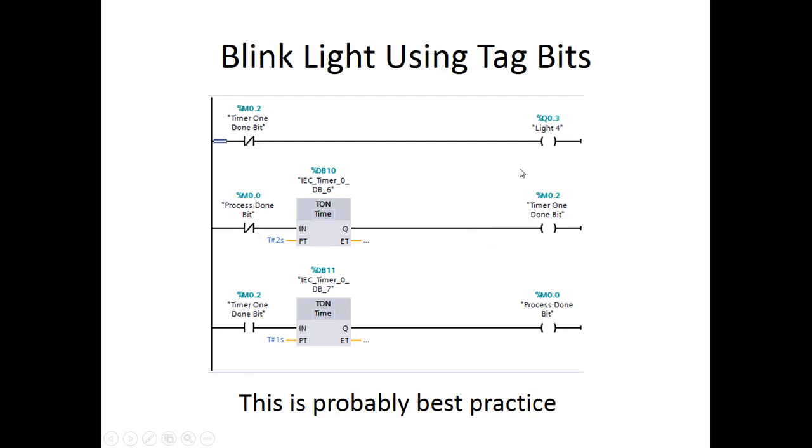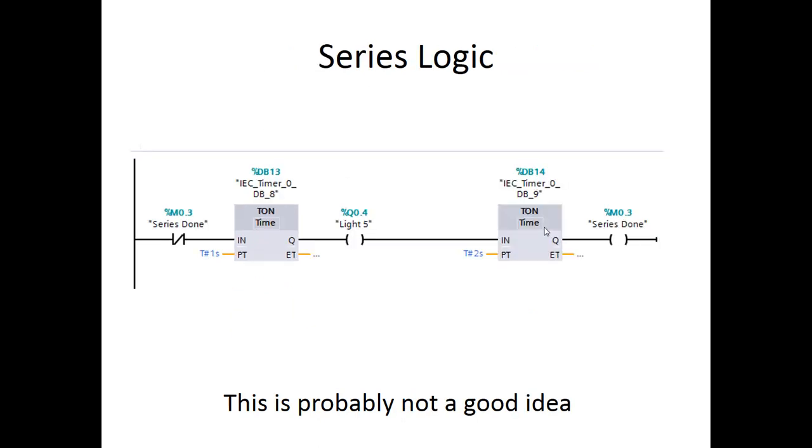This was a really good solution where we move the light on its own rung, and we're using bits here. Instead of using the .Q, we're using bits that are tied to the Q. And then this works quite a bit better. This is probably the best practice. And this was probably not a good idea. We showed that this works.